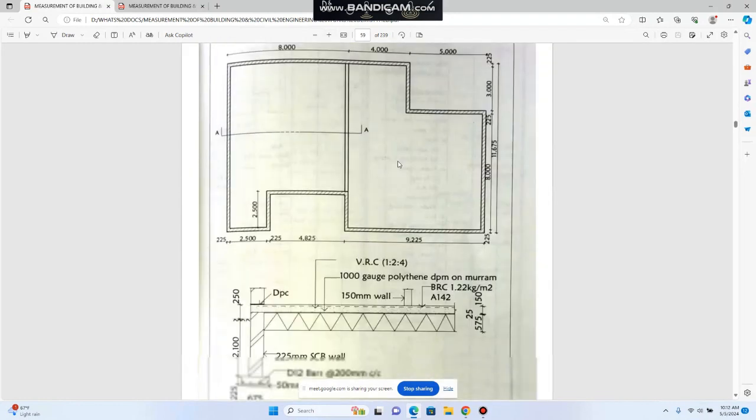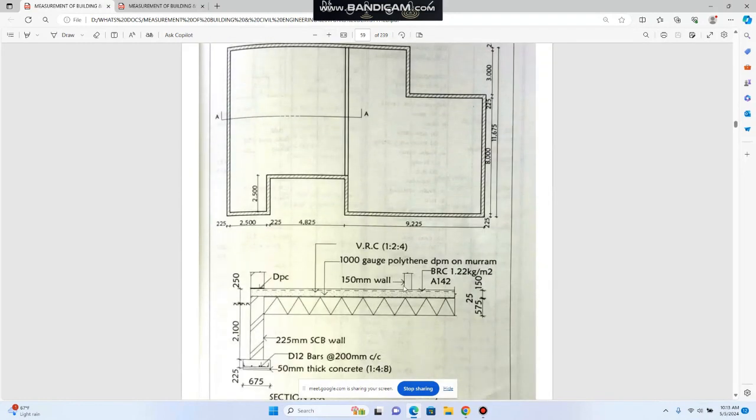If you can see from the plan, this 150 millimeter wall is the one that is not shaded. It's an internal wall. What this drawing is showing us, you see the section is cut from A to A. So we expect to see this external wall, and we expect to see this internal wall. And we can see a wall here, which is 150 millimeters thick.